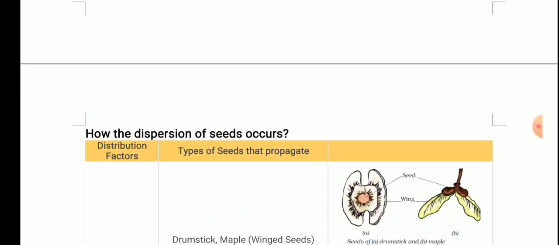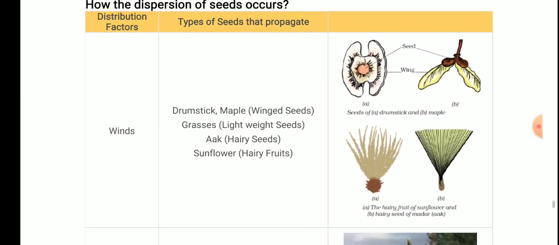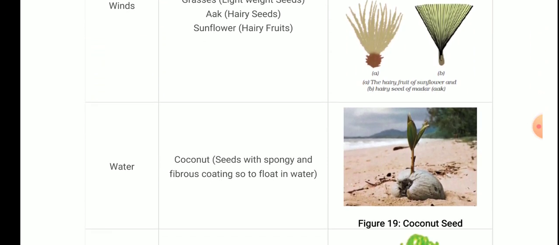For example, the first kind of factor is wind. Now, the types of seed that are propagated by the wind: first, the seed needs to be light in weight. Then it can be winged, containing a wing or feather kind of structure. Hairy seeds and hairy fruits also. These lightweight, winged and hairy seeds are dispersed with the help of wind, because wind can carry light objects with it. Next factor is water.